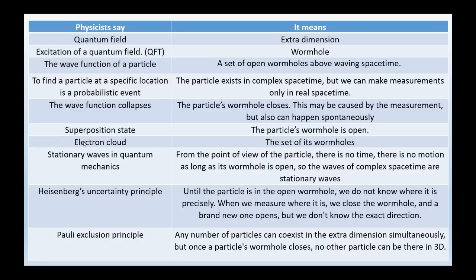When we speak about stationary waves in quantum mechanics, it is because from the point of view of the particle, there is no time, there is no motion as long as its wormhole is open, so the waves of complex spacetime are stationary waves. Heisenberg's uncertainty principle is true because until the particle is in the open wormhole, we do not know precisely where it is. When we measure where it is, we close the wormhole, and a brand new one opens, but we don't know the exact direction. The reason for the Pauli exclusion principle is that any number of particles can coexist in the extra dimension simultaneously, but not in 3D.